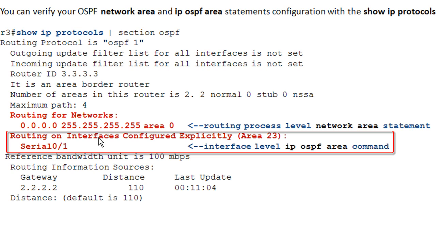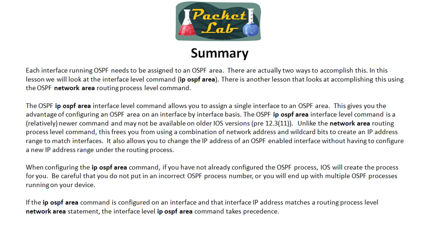And we're at the summary, which you know is the last slide. Yay! Alright, so each interface running OSPF needs to be assigned to an OSPF area. There's two ways to do that, and we've actually looked at both of those today. As I said, ad nauseum, and I'll say at least one more time, I do have a lesson on the network area routing process command. I would suggest that you go view that.